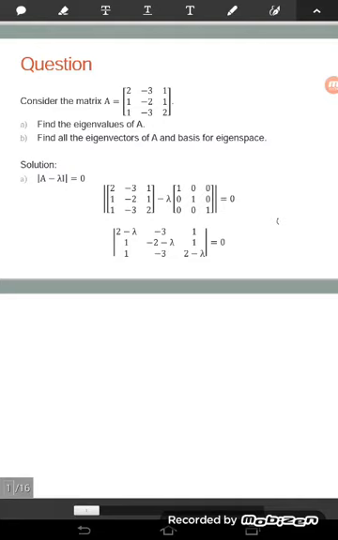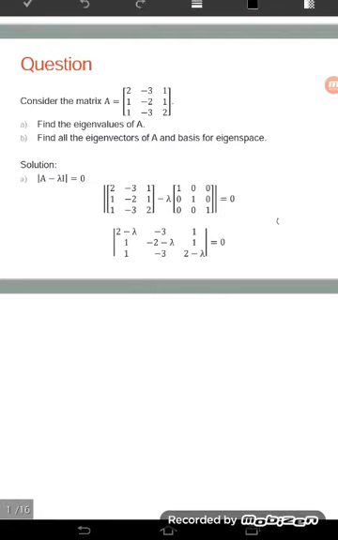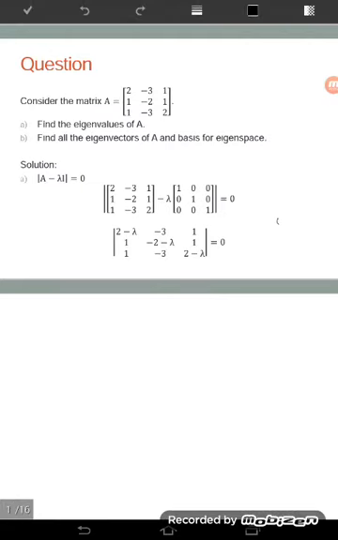Okay, so first find the eigenvalue. To find the eigenvalue, we use determinant of A minus lambda I equal to 0. So substitute matrix A minus lambda I, which is identity, and compute the determinant equal to 0. Then A minus lambda I becomes like this one, and then find the determinant.